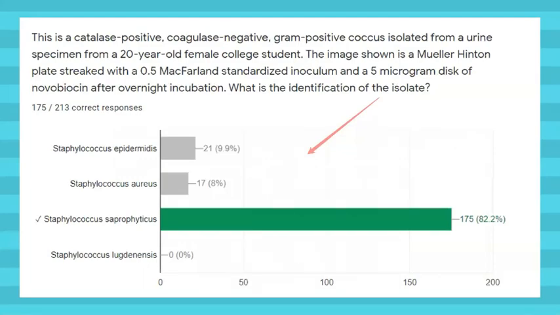This is a catalase positive, coagulase negative, gram-positive coccus isolated from a urine specimen from a 20-year-old female college student. The image shown is a Mueller-Hinton plate streaked with 0.5 McFarland standardized inoculum and a 5 microgram disc of novobiocin after overnight incubation. What is the identification of the isolate? Now, for us to answer this one, we need to review our algorithm for gram-positive cocci.